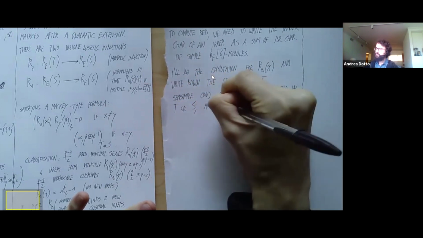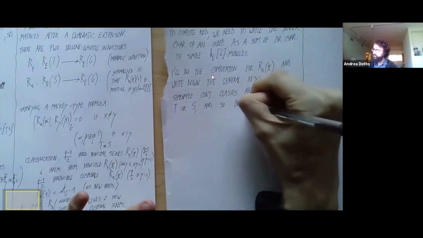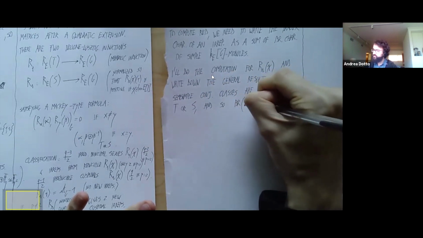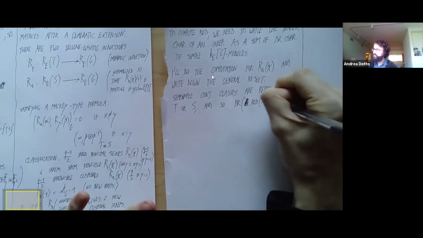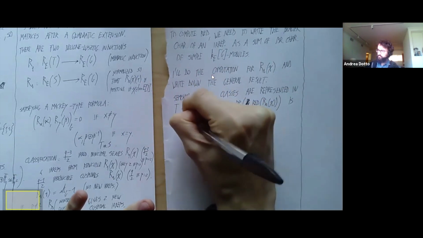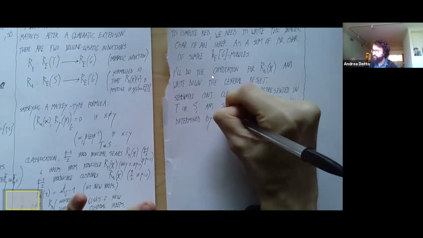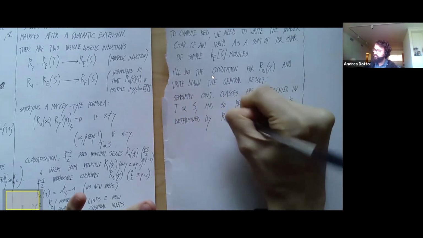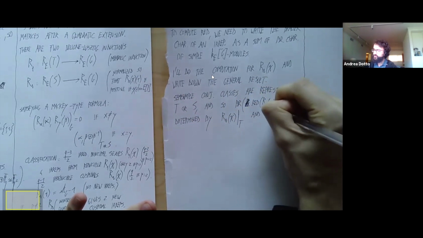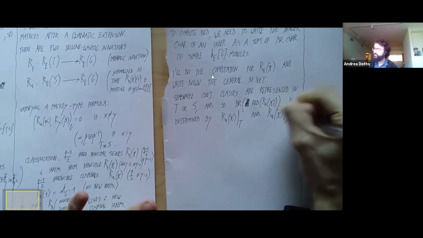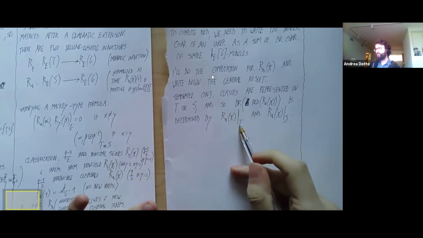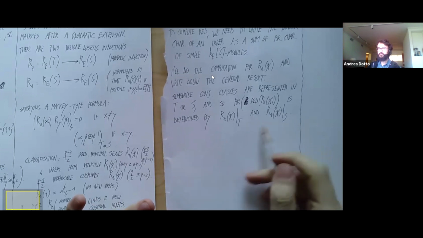And so the Brauer character of a reduction of R_S(χ) is determined by its restriction to T and S. So the restriction of the ordinary character to T and the restriction of the ordinary character to S. What I'm going to do is write down generators for the groups of ordinary characters of T and S. Since these have order coprime to p, it's the same thing to take ordinary or Brauer characters.